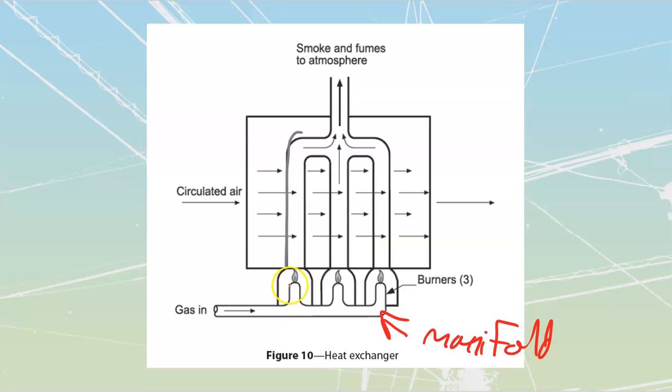The manifold is going to provide a place for us to light these burners. These burners are going to provide heat. And they're also going to have soot because they're burning gas over there. We don't want that soot to get into our mainstream, so we take all of this, we run it through here, and as it goes through here, we force air. We force our cold air. This is going to be my return air that I have over here.